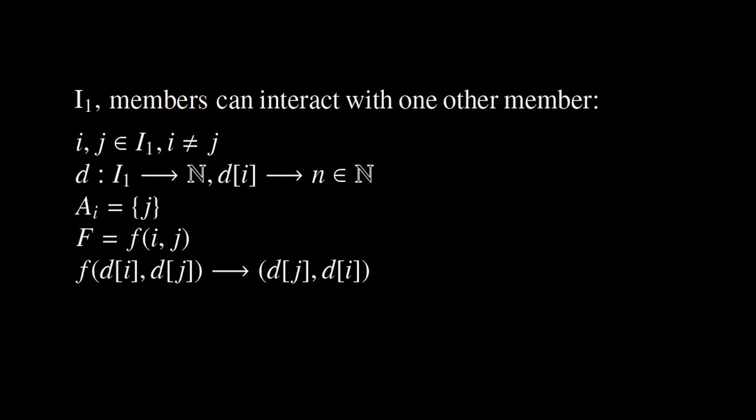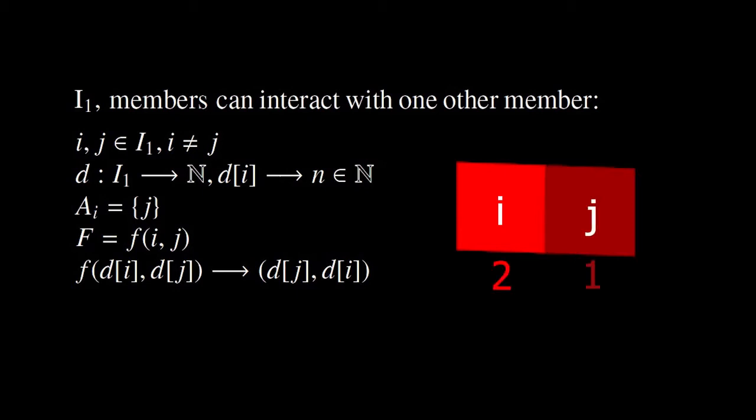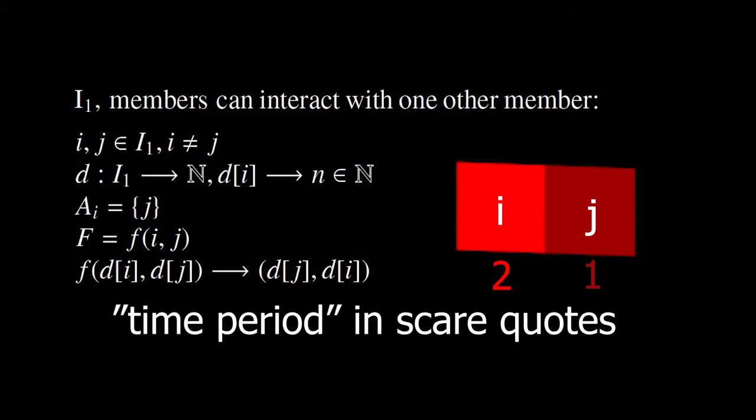Big F equals f of little i and little j. F of d little i and d little j maps to d little j and d little i. Here we have little i able to interact with another member little j, in which the interaction involves swapping information about the energy value in dataset D from one member to the other. As this second member can only interact with one member also, by symmetry, this must be the first member. So we have only 2 members in the set. After each time period, the members have swapped energies, and then they will swap them back again next time.